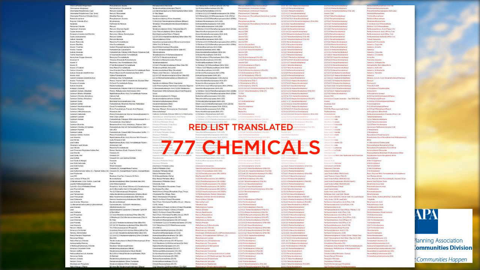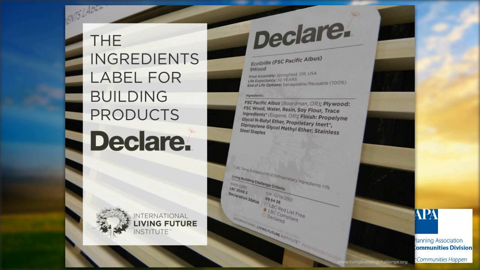When project teams dive into the Living Building Challenge Red List, which is incorporated into these imperatives, they discovered that a seemingly simple list of 22 chemicals to eliminate from building products represents more than 777 chemicals. These are items that we're trying to get out of our built environment. To facilitate the identification of Red List-free materials, the Institute has established a transparency-driven ingredients label called Declare. You can check out our webpage.